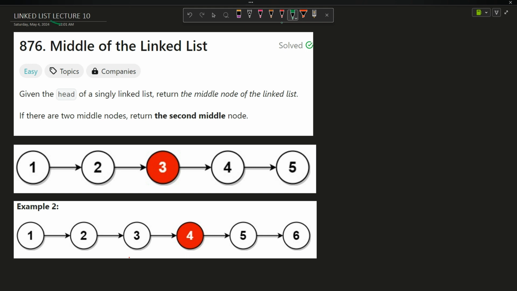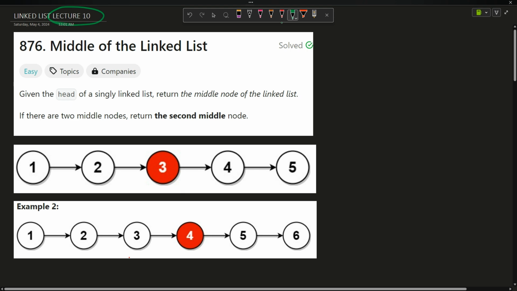In this video, we are going to discuss lecture number 10 of the linked list series. We have made this so far, and congratulations if you are following it.